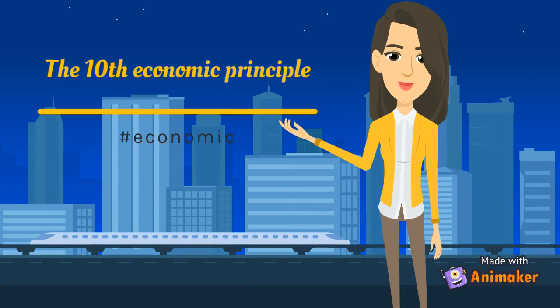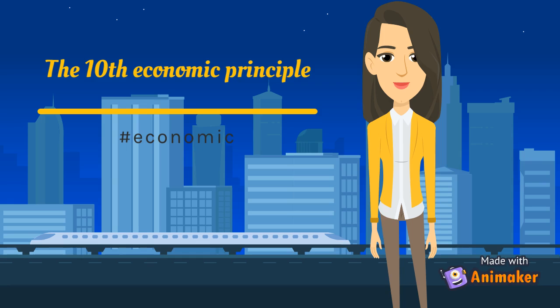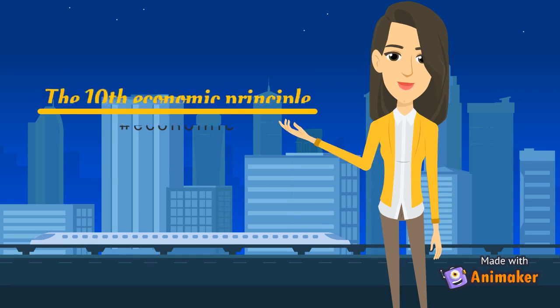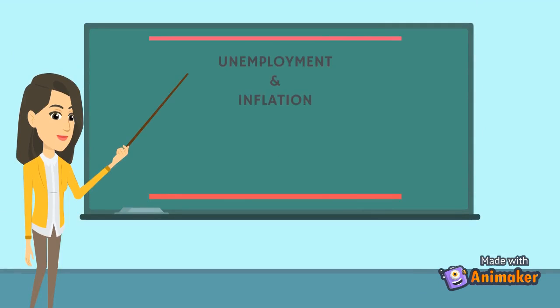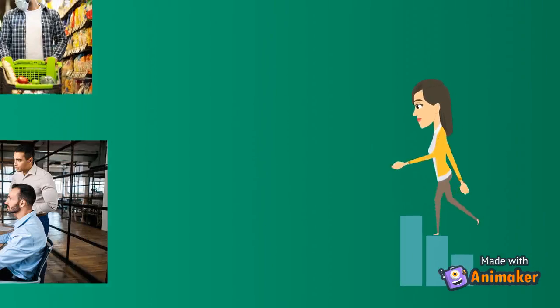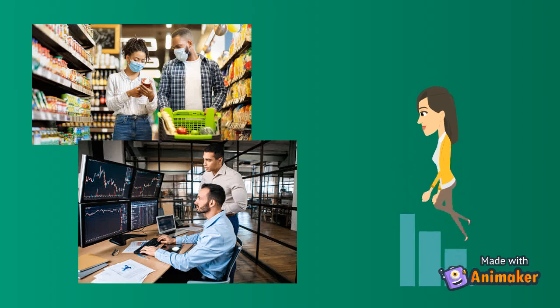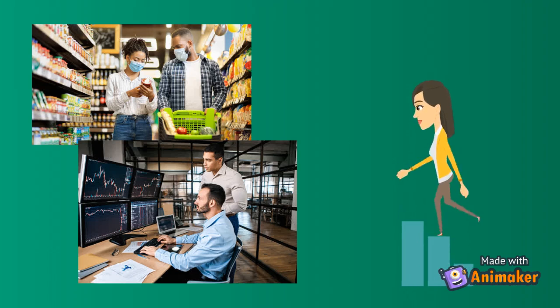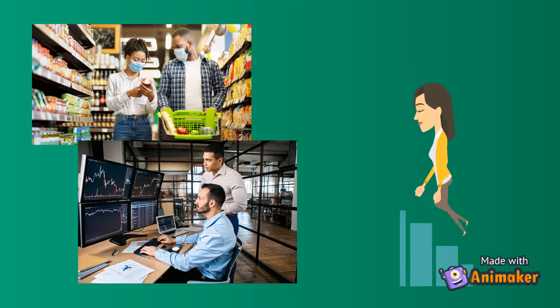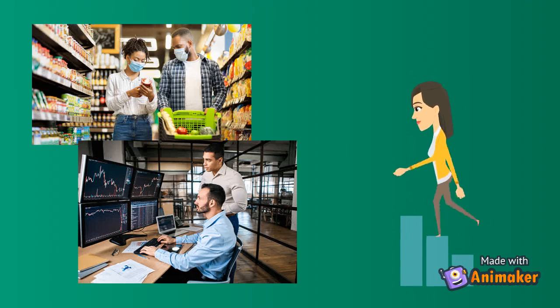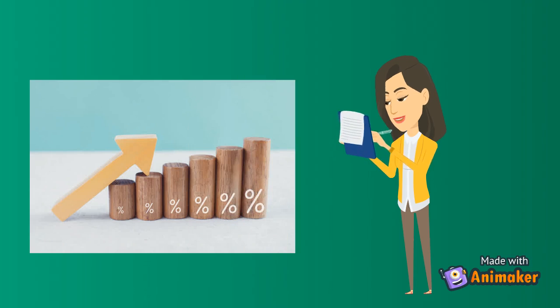In this video, I will discuss the 10 economic principles. This economic principle approaches more to the relationship between employment and inflation. This relationship between unemployment and inflation is temporary. In the economic fields, policies made to reduce inflation will increase the unemployment rate.